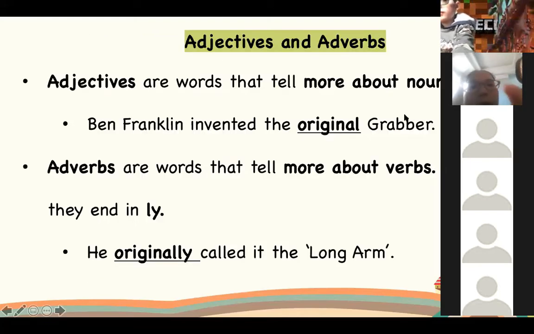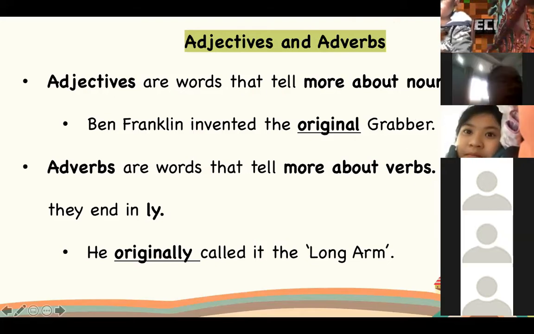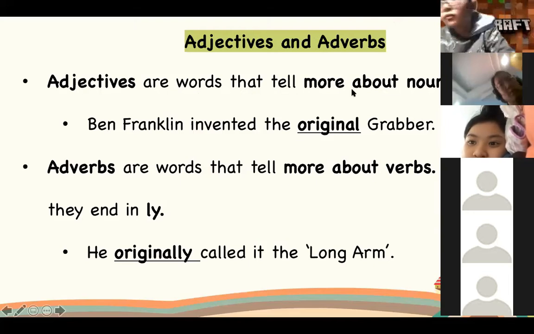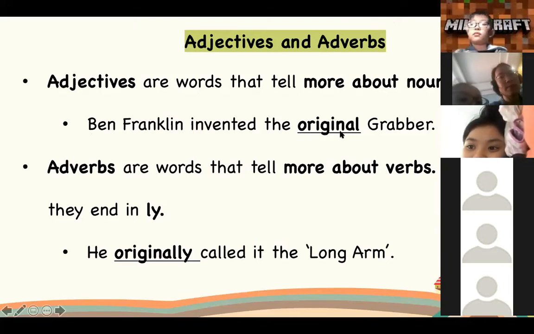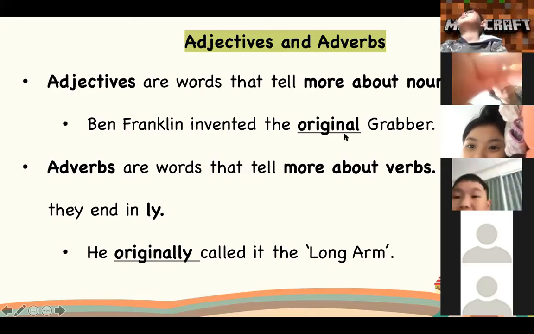Okay, let's have a look. I would like someone to read for me. Who can read about adjectives? Bao Kang, can you read about adjectives for me? Adjectives are words that tell more about a noun. Ben Franklin invented the original grabber. Very good. Well done, Bao Kang. Ben Franklin invented the original grabber. The word original is the adjective here.